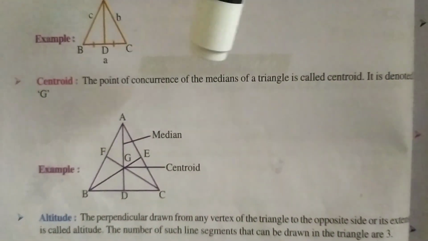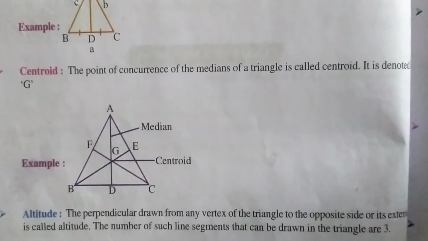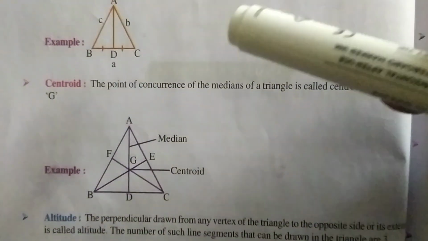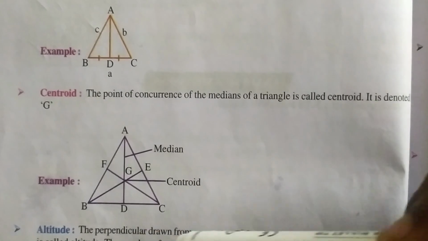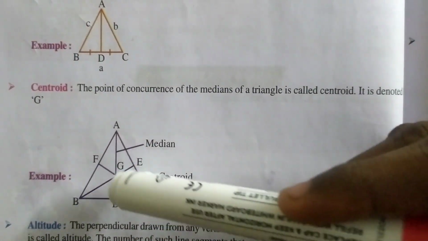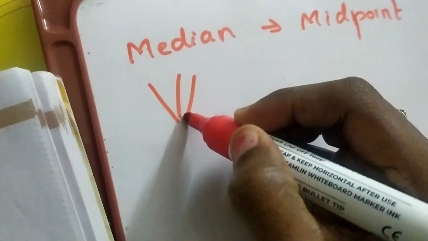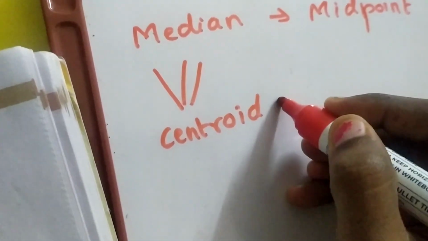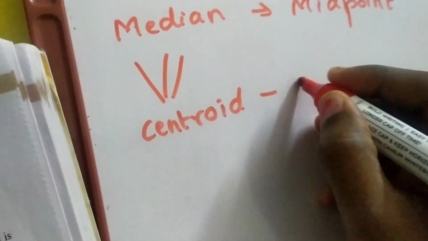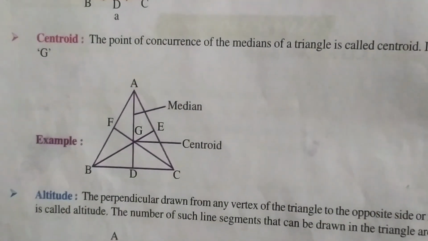Centroid means the point of concurrence of the medians of a triangle is called the centroid. I already told you, in a triangle we can draw 3 medians, right? So the intersection point of the 3 medians is called the centroid. Understood? The intersection point of 3 medians refers to the centroid. We denote the centroid by the symbol G.